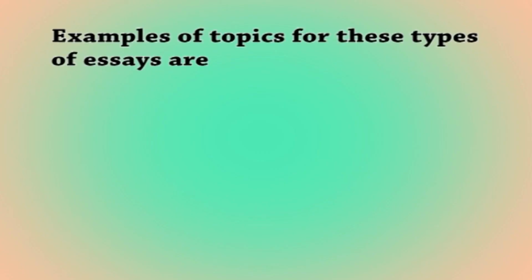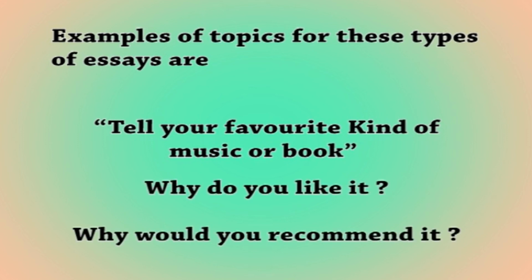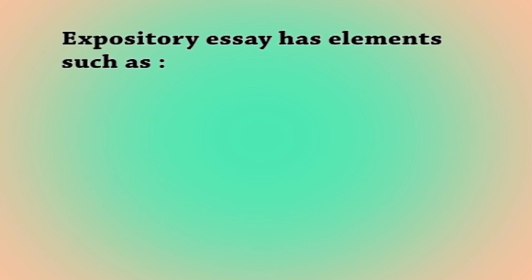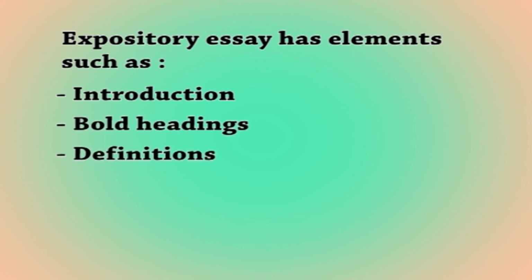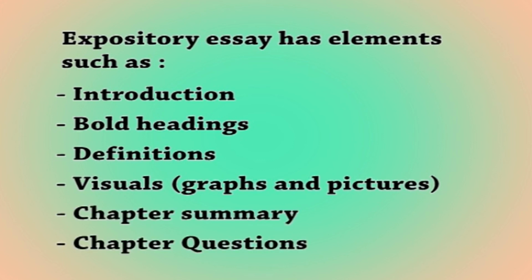Examples of topics for these types of essays are: tell your favorite kind of music or book, and why do you like it, and why would you recommend it? The narrative text usually contains a story line, and expository contains a collection of data and facts. The former has literature elements such as characters, plot, theme, setting, climax and resolution, whereas the expository essay has elements such as introduction, bold headings, definitions, visuals like graphs and pictures, chapter summary, chapter questions.